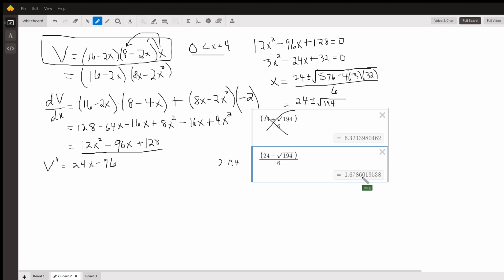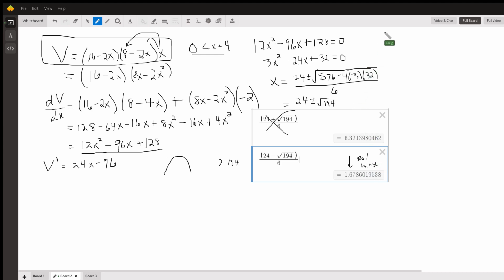And if we put 1.678 into the second derivative, we get a negative number, which means the tangent lines are decreasing in slope, which means that this critical number generates a relative maximum. Because in essence, the curve is concave downward at that point, a relative max.